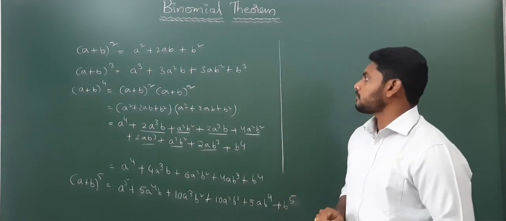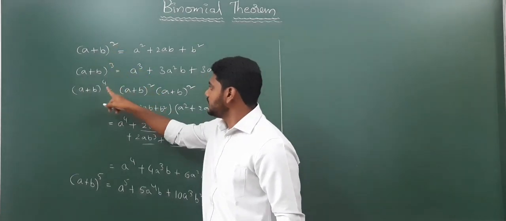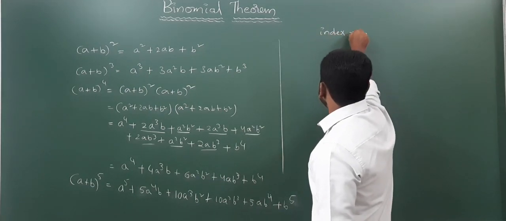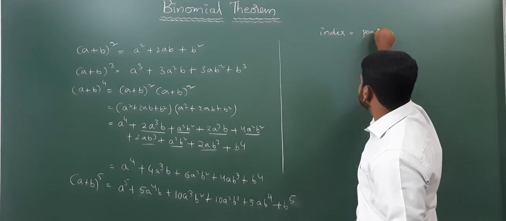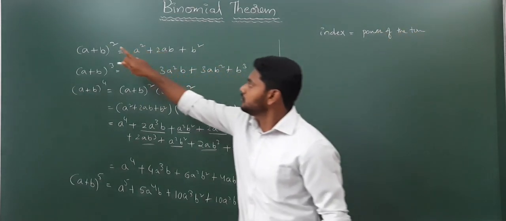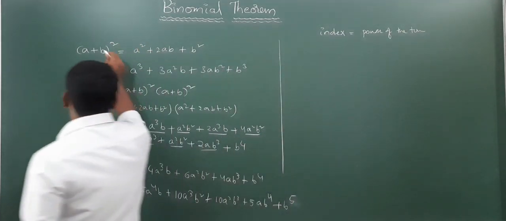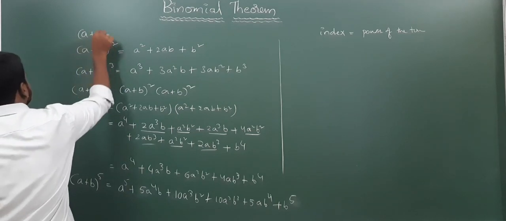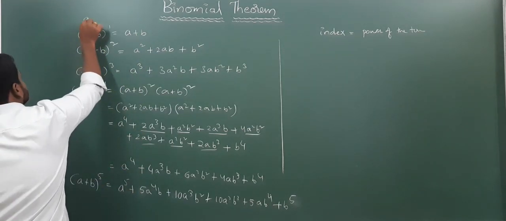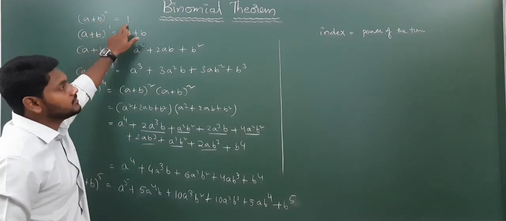Here the powers of (a plus b), that is 2, 3, 4 and this 5, we will consider as index. Index is nothing but simply the power of the terms: whole square, whole cube, like this. Those we will consider as index. If the index is 1, that is (a plus b) whole power 1, it is a plus b. If it is (a plus b) whole power 0, it is 1, because anything power 0 is equal to 1.